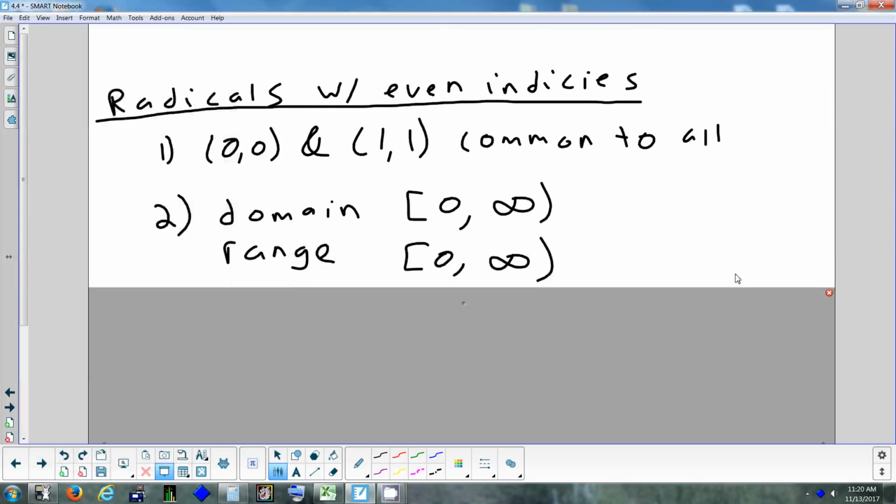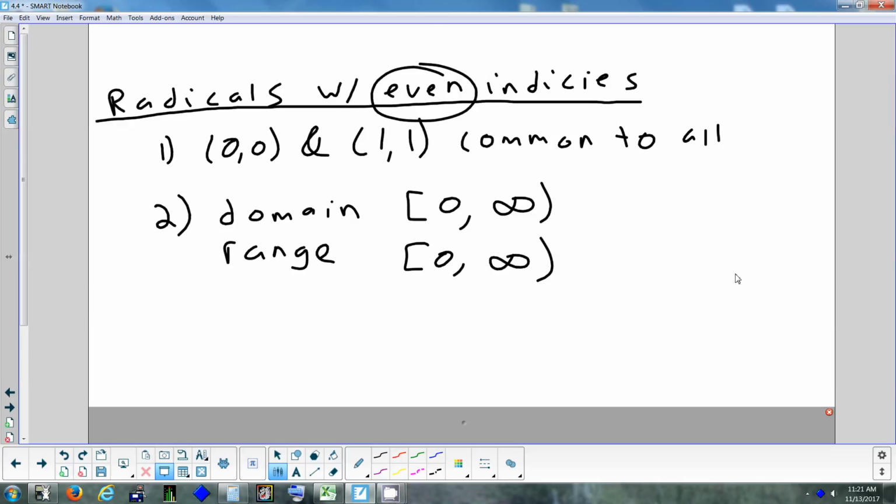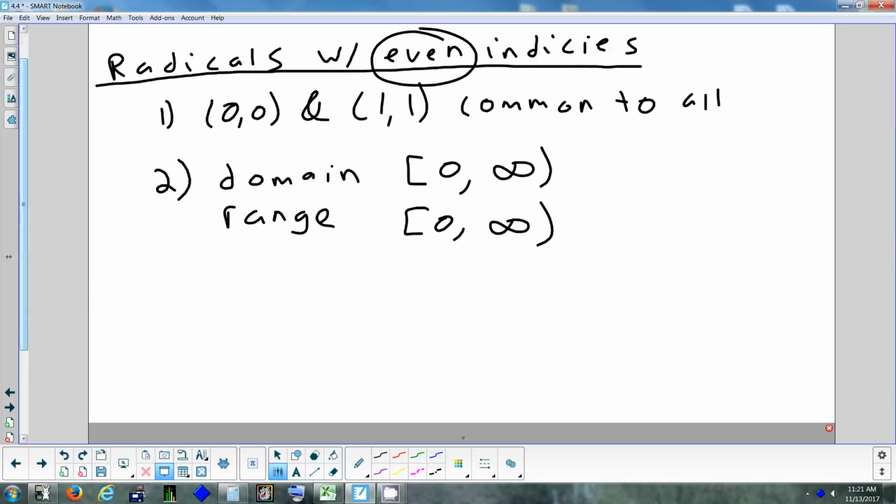Okay, and we're going to compare that to what happens when you graph an odd index, like a cube root or something like that. Okay, so even roots, domain is 0 to infinity, and if you forget it, just think of the simplest case. Think of a square root and ask yourself, can I plug negative numbers into a square root? No. You can only plug in numbers 0 and higher. That's true for every even root. Okay. So any questions on those two facts?